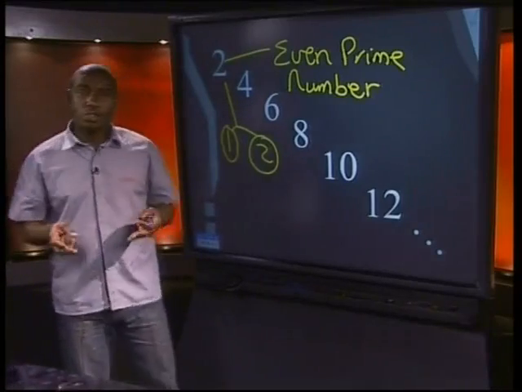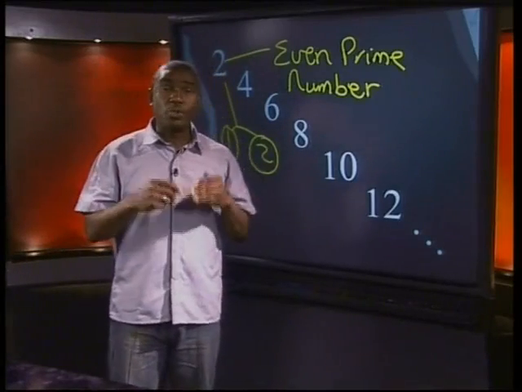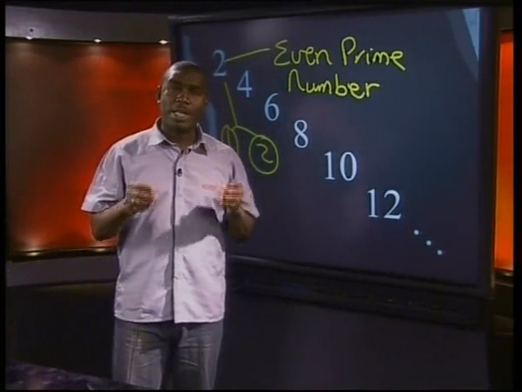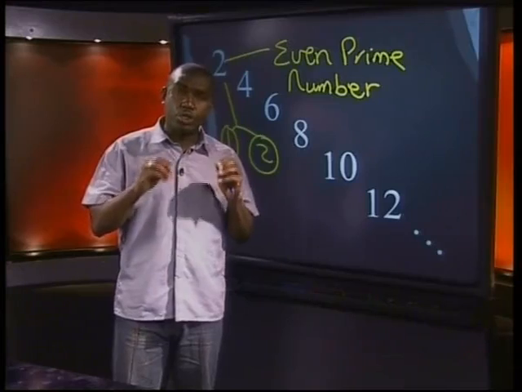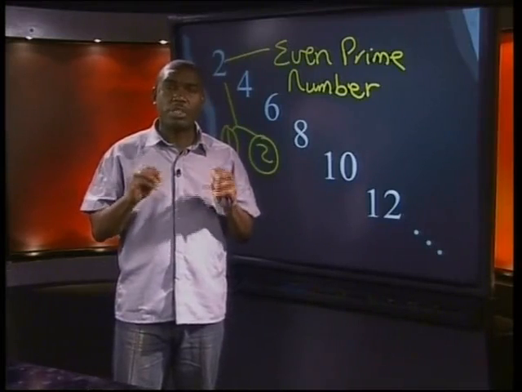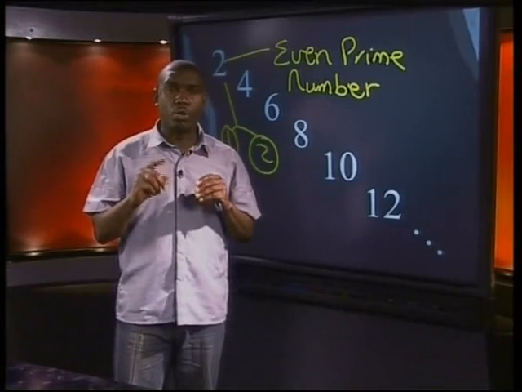Good. Now that you know what a prime number is, we can do some prime factorization. When we prime factorize a number, it means we have to break it down into a product of numbers which are all prime. Have you ever seen a factor tree? I'll show you how to draw one.